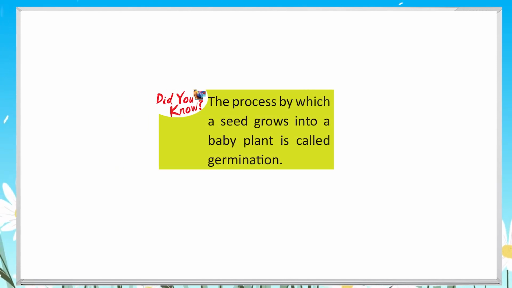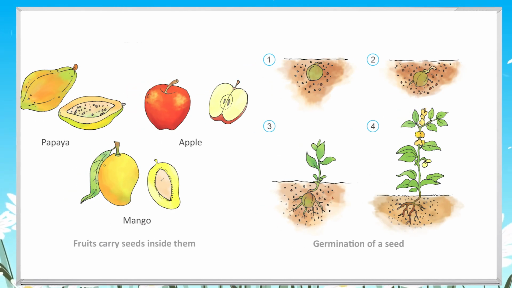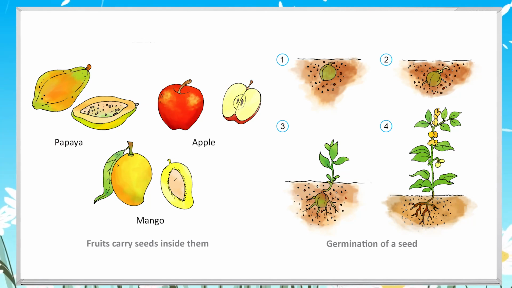Did you know? The process by which a seed grows into a baby plant is called germination. Fruits carry seeds inside them. Papaya, mango, apple. Germination of a seed.